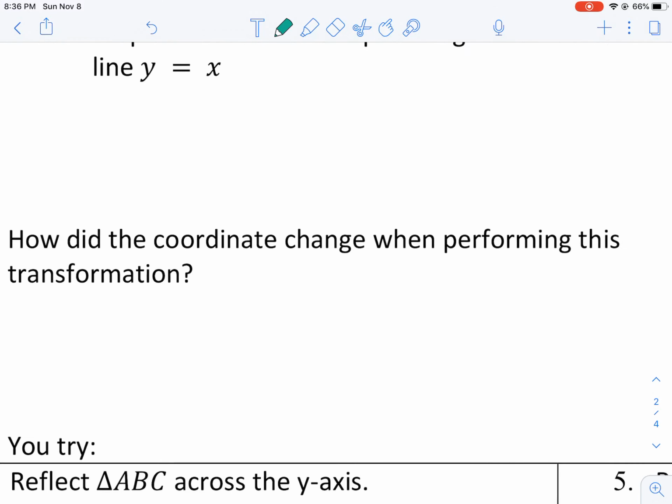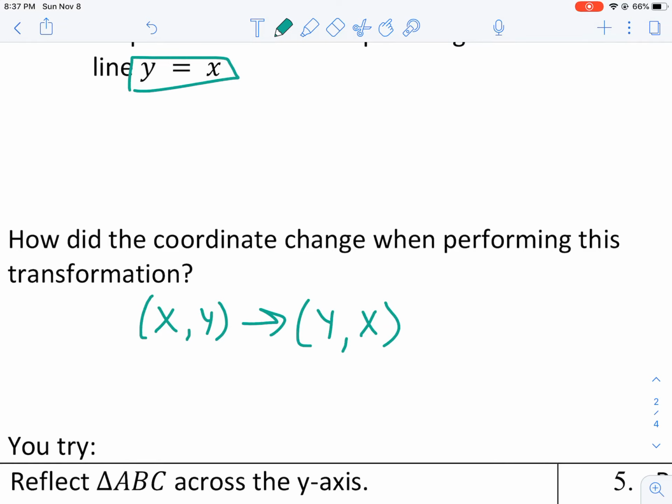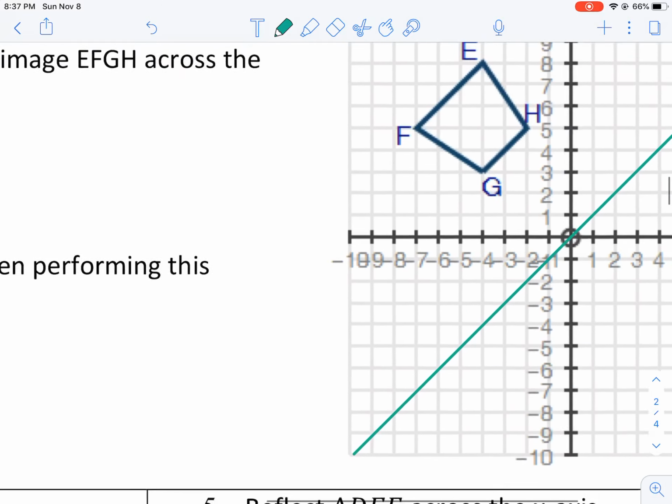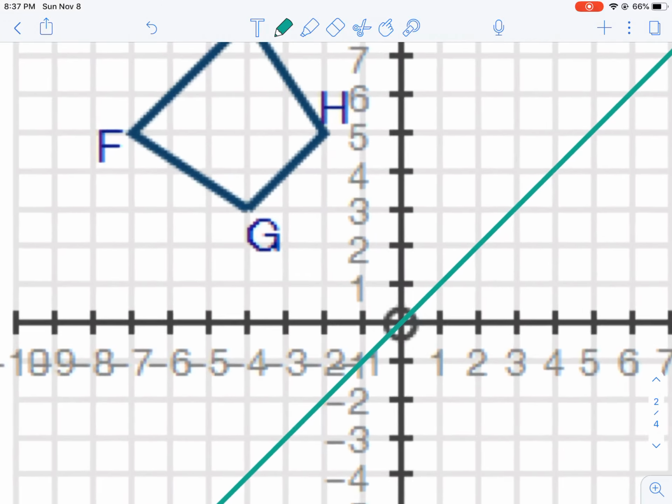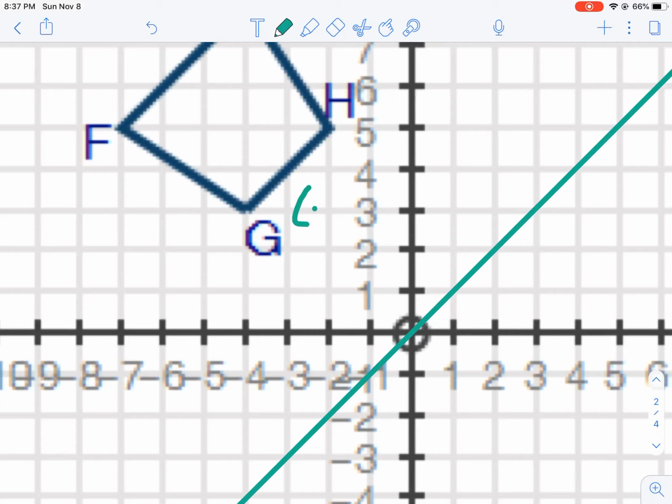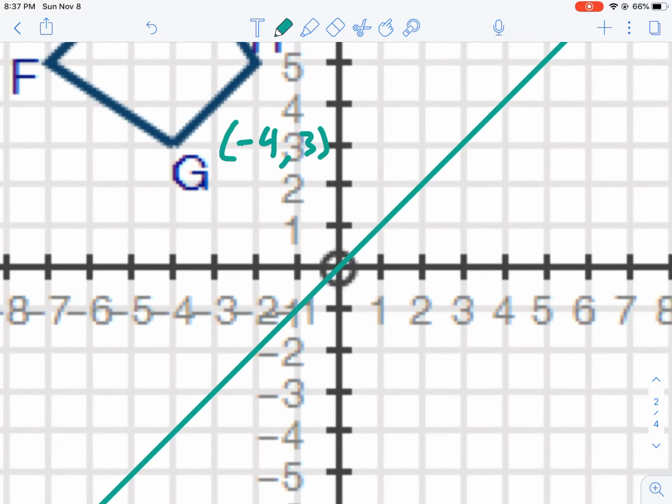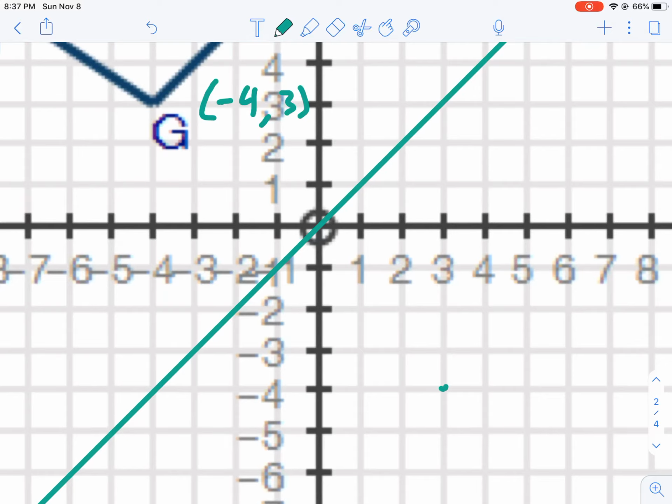what you're going to be doing is flipping your coordinates. So they're straight up telling you in the equation that y equals x. So when you're doing your transformation, (x, y) is going to become (y, x). Y equals x now, x equals y. So the coordinates are actually going to flip, and that's going to take you across the line. So if we look at our points, G is at (-4, 3). And so G prime, we'd have to flip those, is going to be at (3, -4).